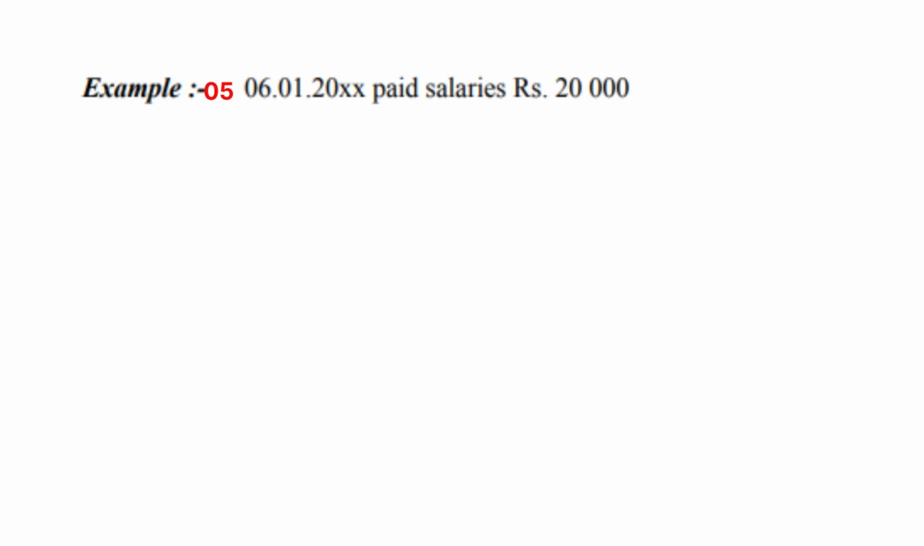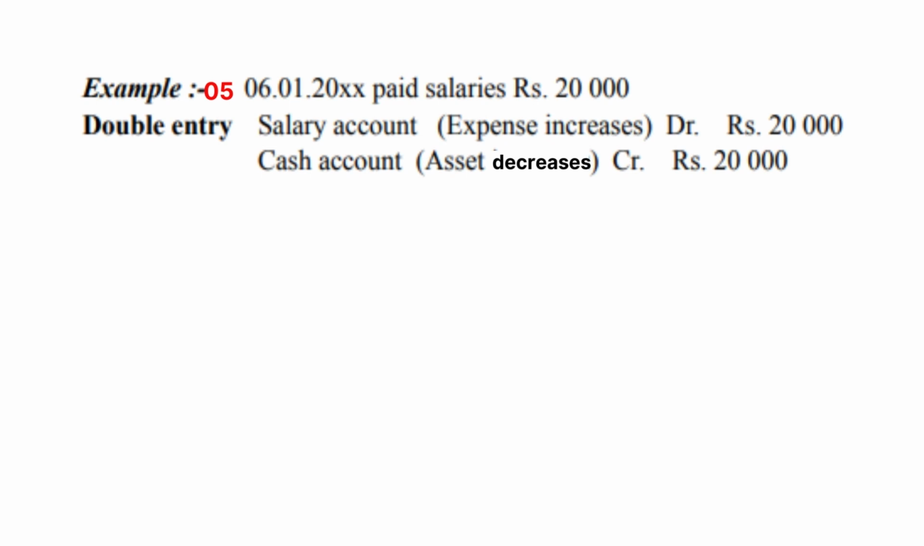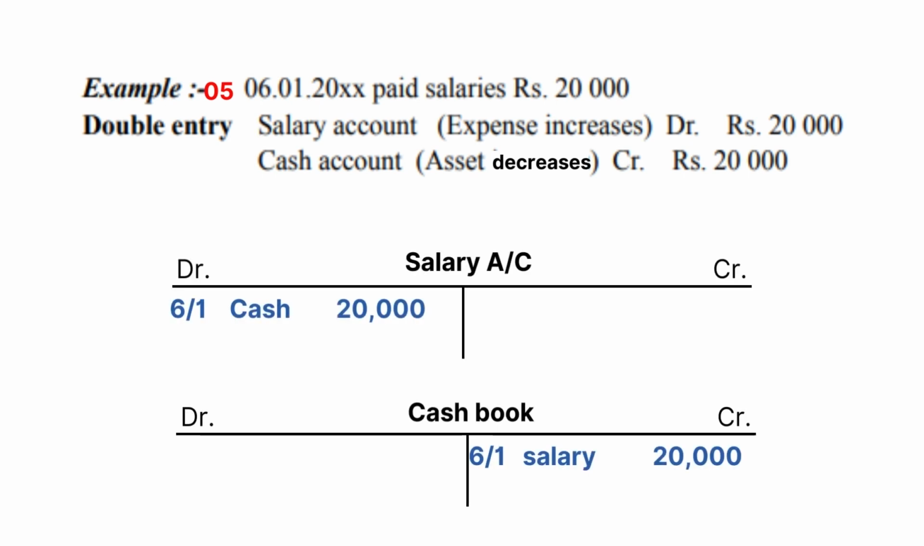On 6th of January, paid salaries rupees 20,000. Then we can write the double entry as salaries account debit rupees 20,000, cash book credit rupees 20,000. We know that salaries is an expense. Since expenses decreases the equity, we know that when equity decreases it should be recorded in debit side of salaries account. And we have to write the description as cash since we are paying cash.